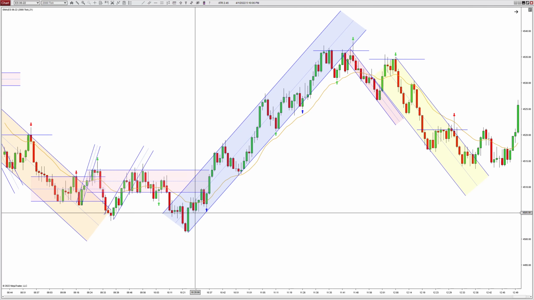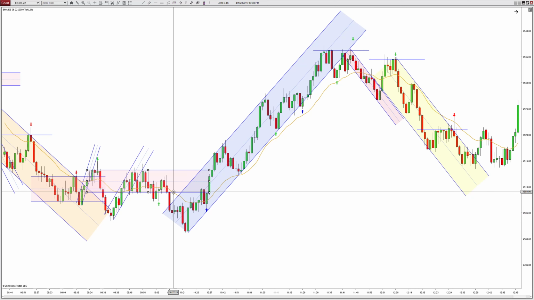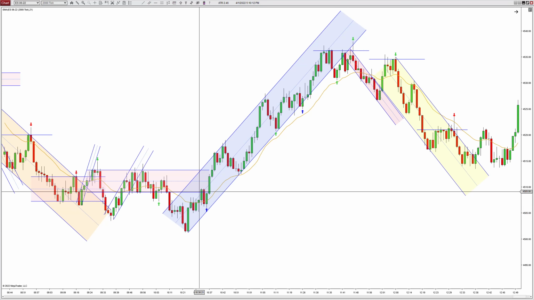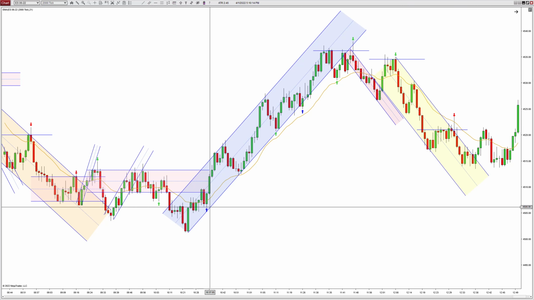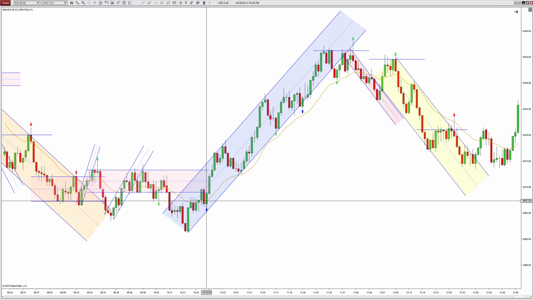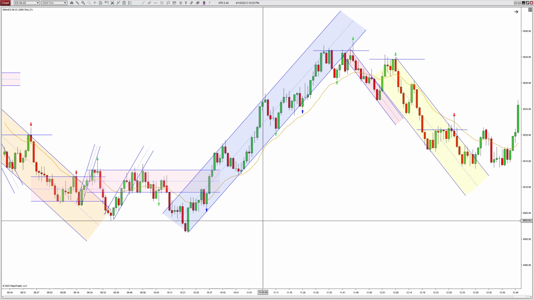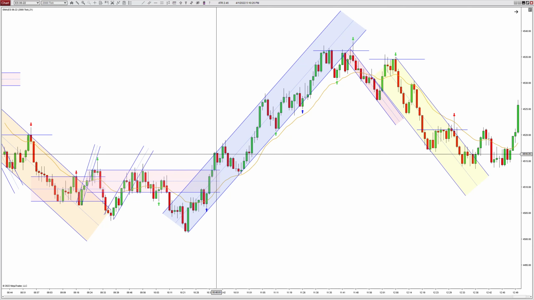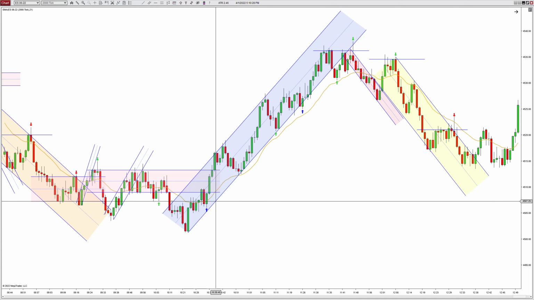Now we're really correcting, and notice we break out of this red channel even further, and then we get a first entry short. We push through the EMA, and we get a second entry short that ticks one tick lower, reverses, and closes on its high. We're more than likely going to continue on and get back into this trading range here, and so I like that for a reversal pattern.